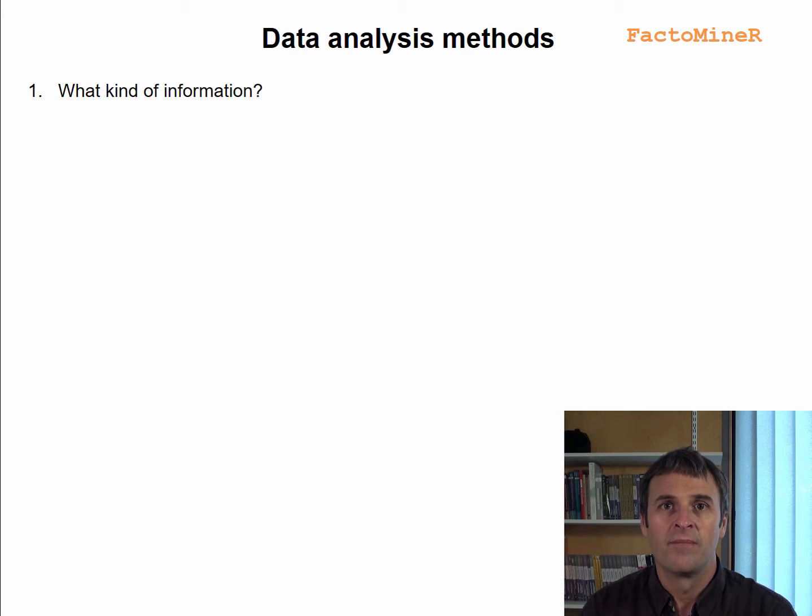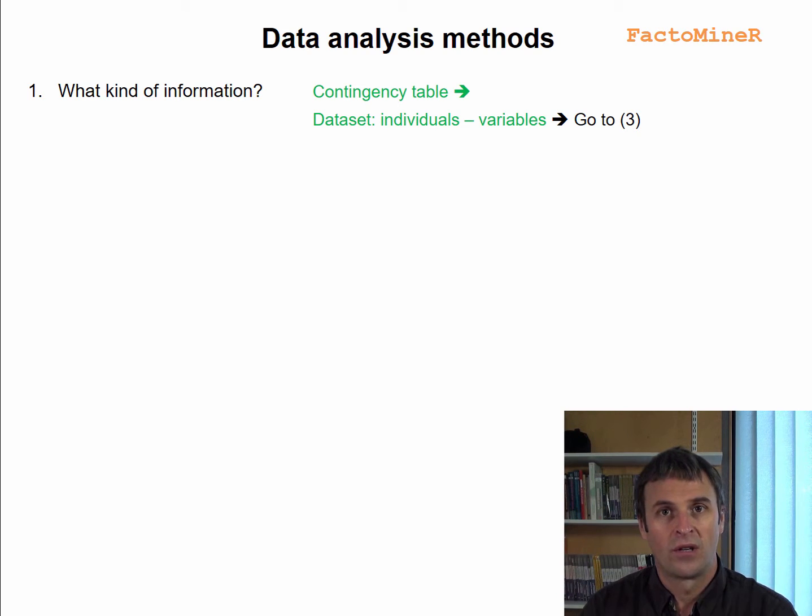To start, what kind of data and information have we been given? Two possibilities. Either it's a contingency table, in which case we are going to think about doing correspondence analysis, or it is a table with individuals lined up against variables, in which case we can think about doing PCA, MCA, or even CA. Suppose, for example, that we have a contingency table. This means running correspondence analysis using FactoMineR and the function CA.